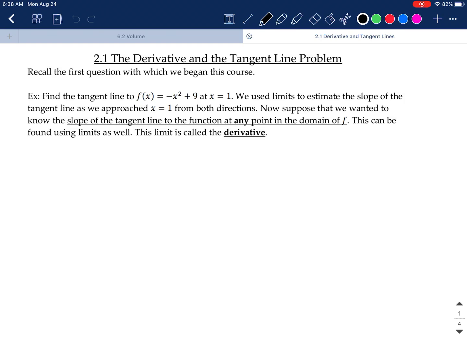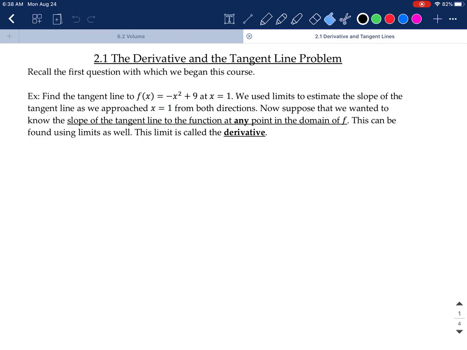Welcome back, everyone. So we are jumping into Chapter 2. Chapter 2 is all about differentiation, and in particular, this operation that we call the derivative. We're going to start by going back to our 1.1, 1.2 notes, where we discussed the tangent line problem at the very start. And what we're going to do is generalize it so that we can get a function that we call the derivative function. That's going to be one of the main tools that we use for this entire course.